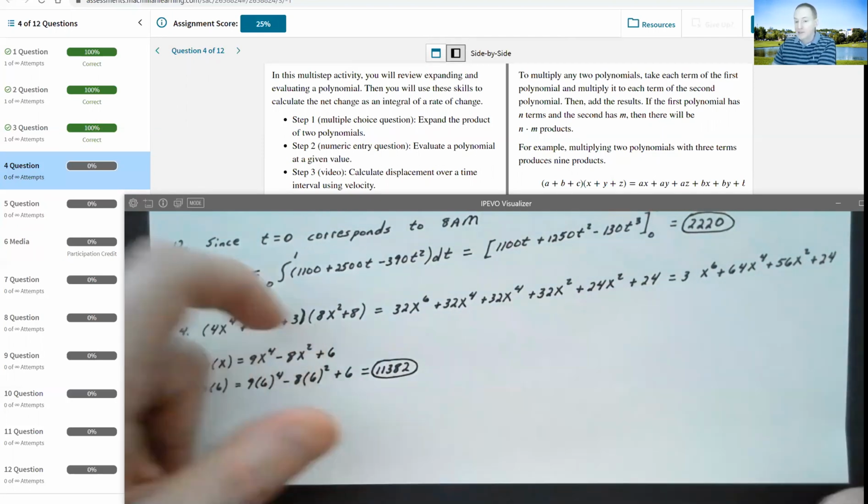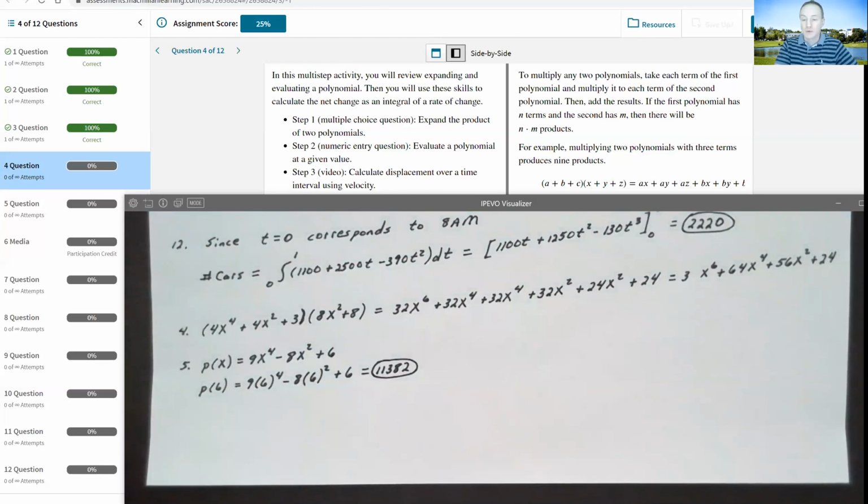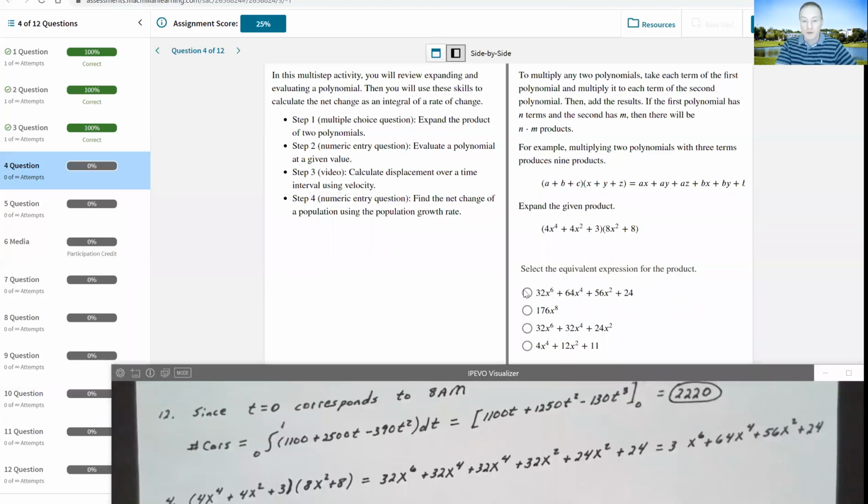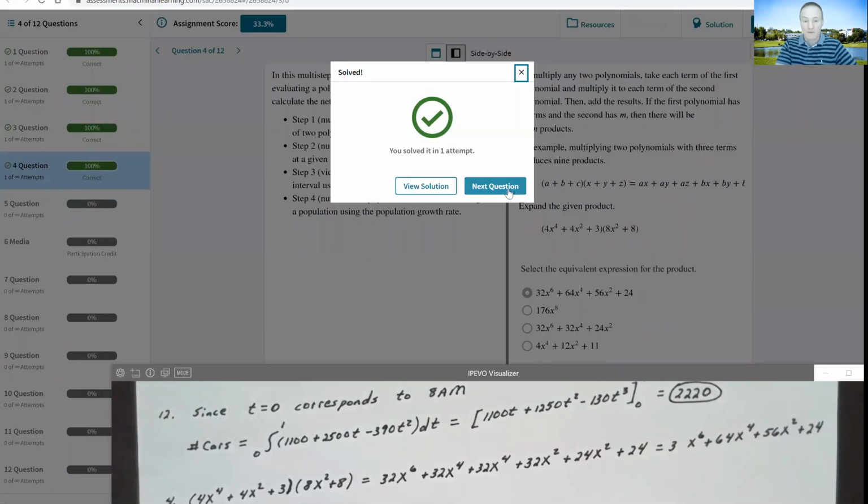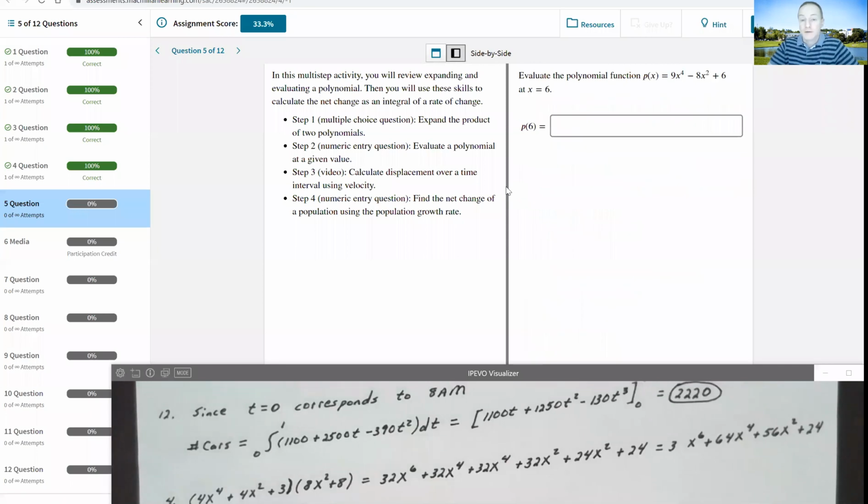Gathering like terms, I got 3x to the 6th plus 64x to the 4th plus 56x squared plus 24. I match that with their answer, and it's the first one on mine. And I'll say check the answer, and it says yes. We go on to 5.